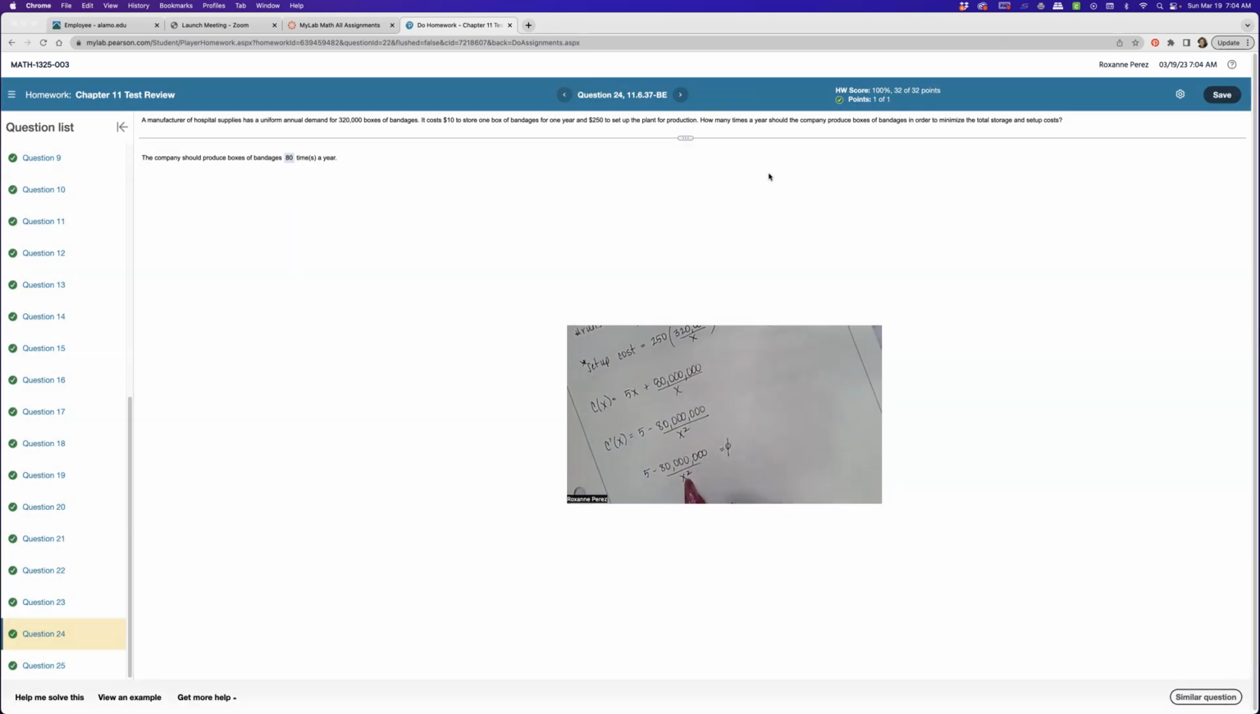We want to isolate x squared, so that ends up looking like x squared equals 80 million. I keep wanting to say 1,000. Divided by 5, so x squared equals 16 million, and then take the square root of both sides. X equals 4,000.